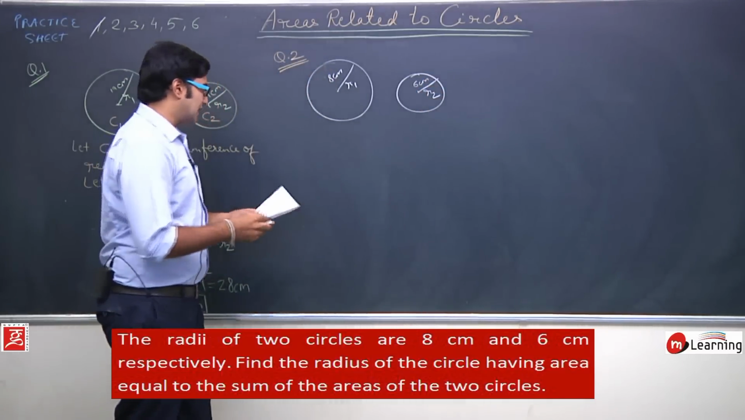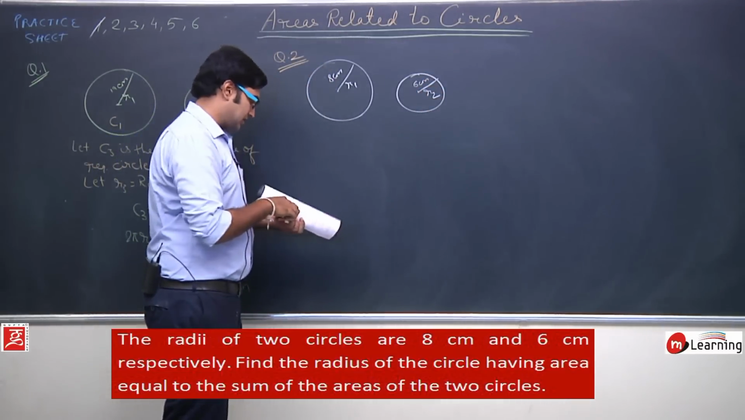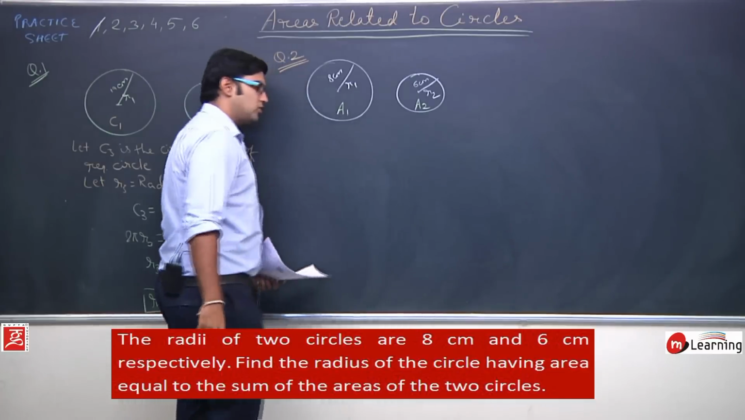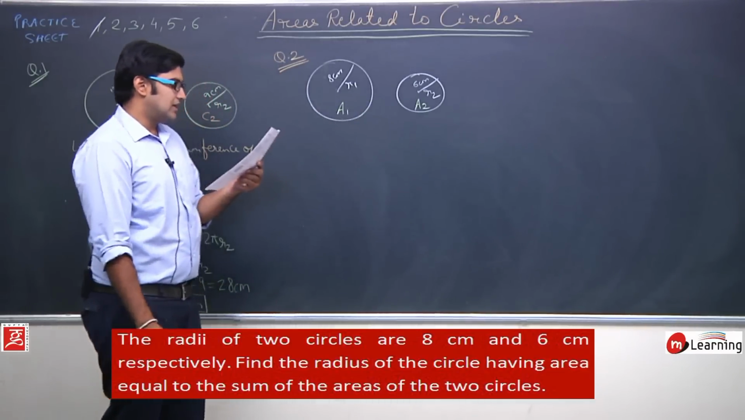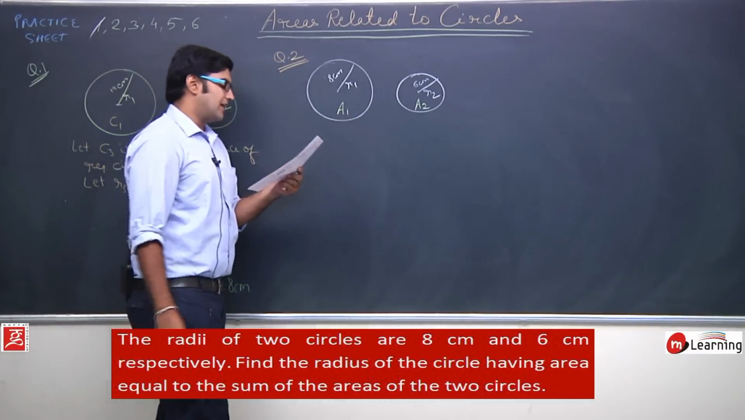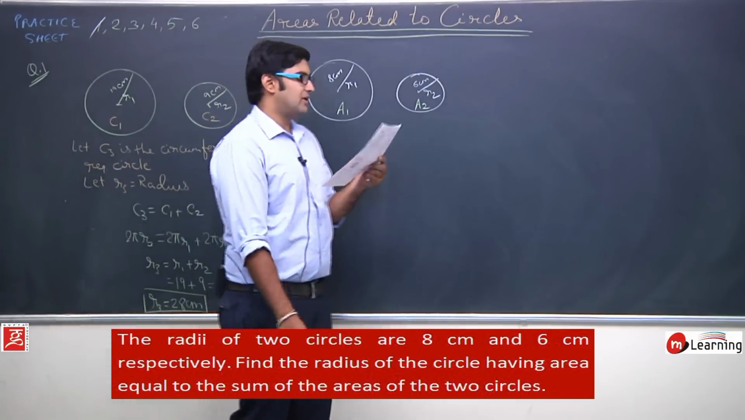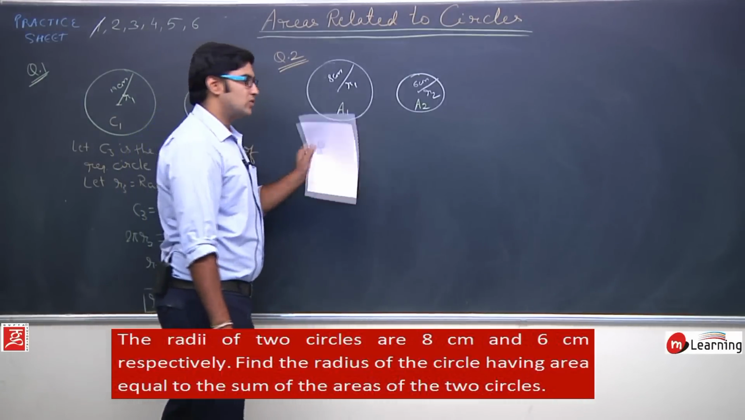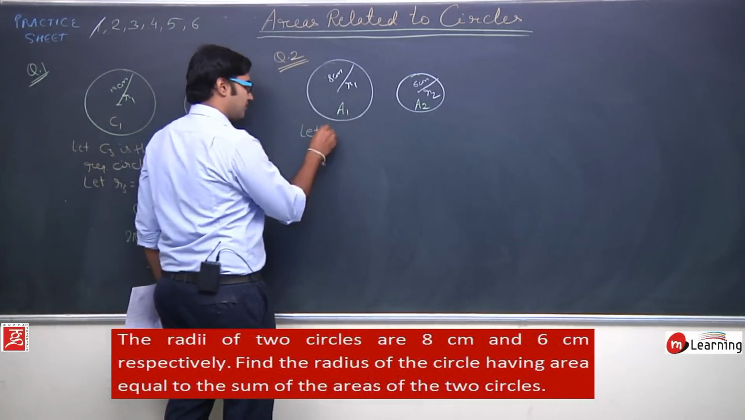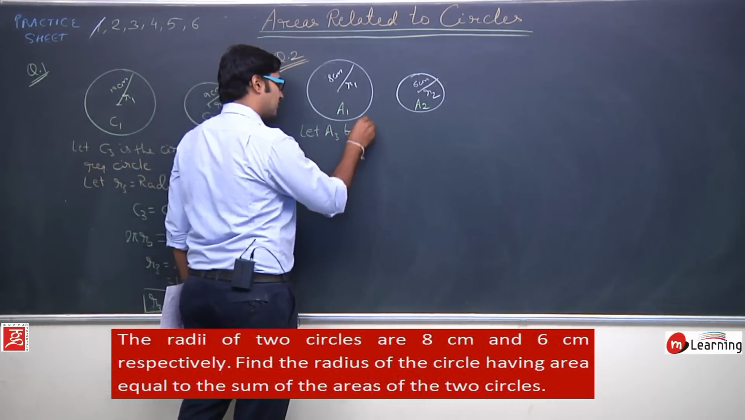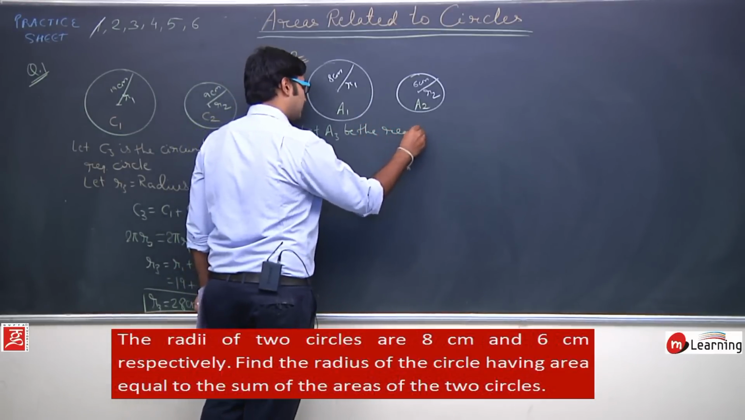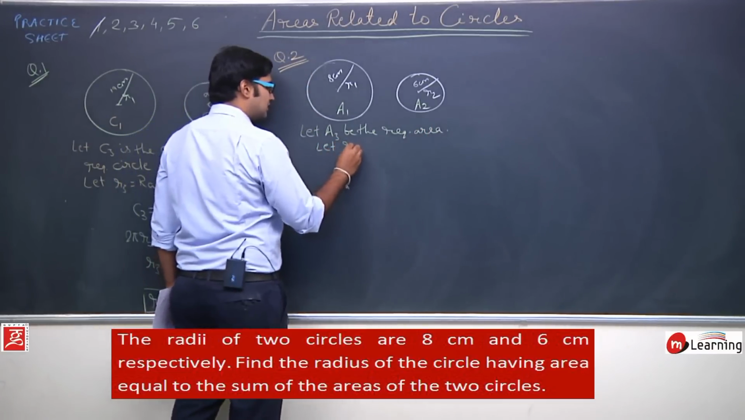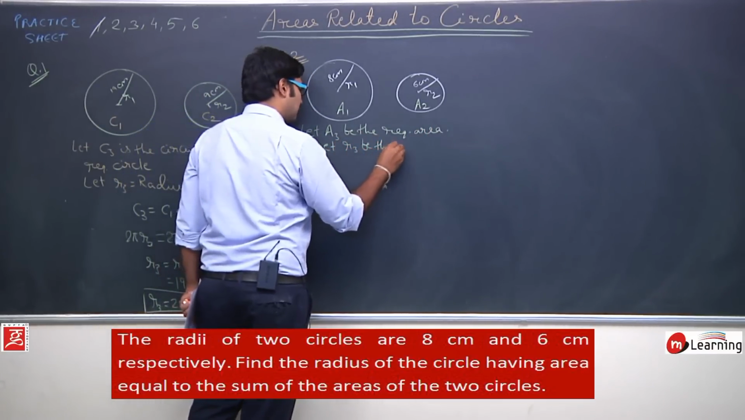Okay, and let us say the area of this circle is A1 and the area of this circle is A2. Then we need to find the radius of the circle whose area is equal to the sum of these two areas. So let A3 be the required area, and let R3 be the radius.